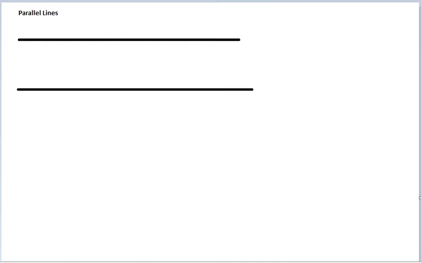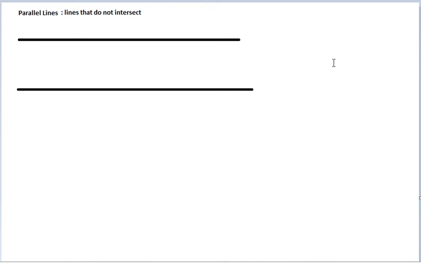Hi guys, we're going to be doing Unit 3, Lesson 2, and we're going to be talking more about parallel lines. Don't worry, you won't have to construct anything, but I'm going to tell you guys some properties of parallel lines. First off, just to make sure you know, parallel lines do not intersect each other, so lines that do not cross or do not intersect.